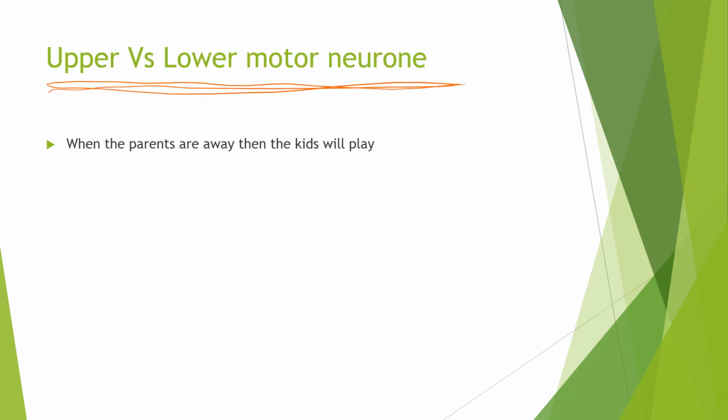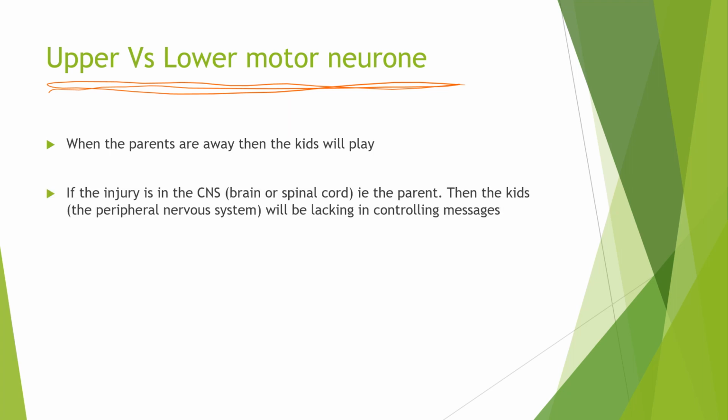So here's how I remember the difference between upper versus lower motor neurons. I use the phrase, when the parents are away, then the kids will play. I.e. the parents being the central nervous system, the brain and spinal cord, providing all of the messages to the peripheral nervous system, i.e. the kids. If the injury is in the central nervous system, i.e. the parent, then the kids, the peripheral nervous system, will be lacking in controlling messages.